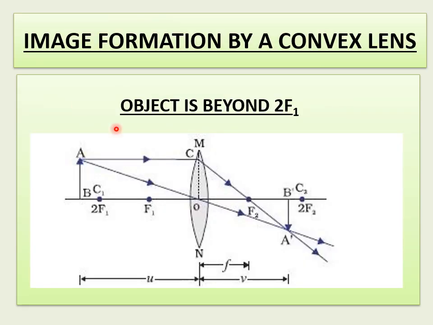So here the second condition is object is beyond 2F1. So here the object is AB. Children, see, BA. So one more point you have to remember. And what is the position? Object is beyond 2F1 or C1.